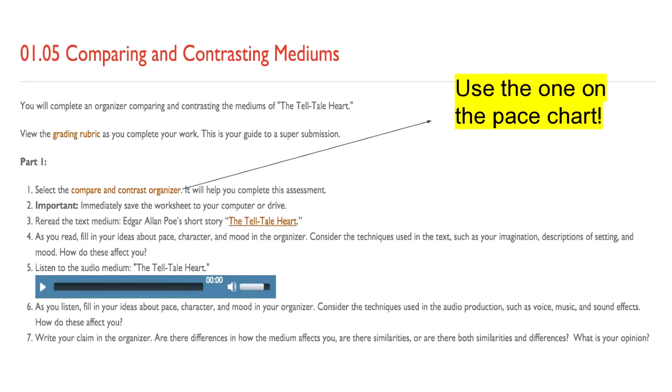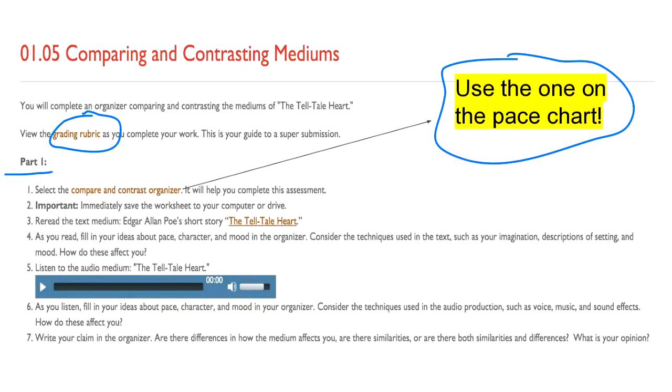This is your guide to a super submission. And what you can do is you can go through and click on the grading rubric, and that will tell you exactly what you need to get a super submission for this. And then for part 1, select the compare and contrast organizer. It will help you complete this assessment. Just like last week, I made one in a Google Doc for you guys. So you want to use the organizer that's on the PACE chart.